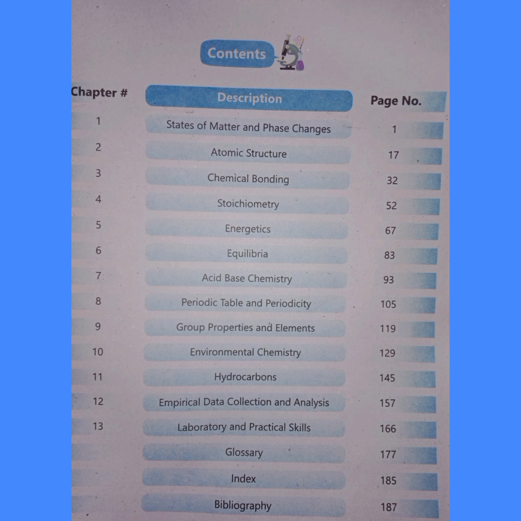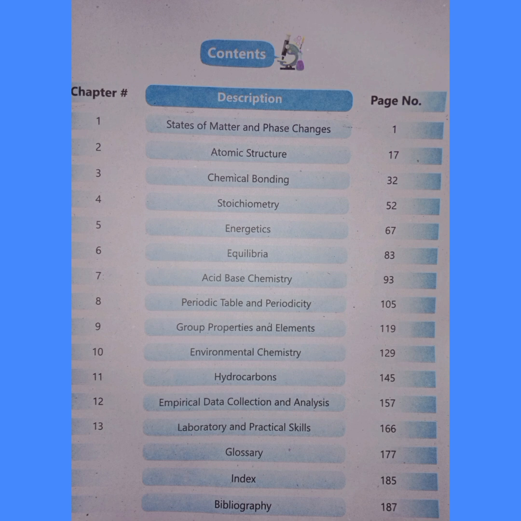First chapter, states of matter and phase changes. Second chapter, atomic structure. Third chapter, chemical bonding. Fourth chapter, stoichiometry. Fifth chapter, energetics. Sixth chapter, equilibria. Seventh chapter, acid base chemistry.